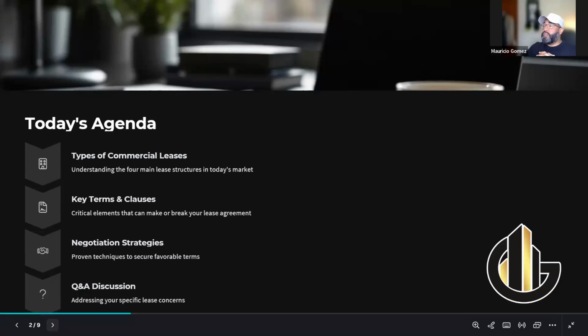Clauses meaning when you're looking at the terms on a letter of intent, if the landlord sends it back to you, or you're looking at a lease agreement and there's specific verbiage and specific things that the landlord is asking of the tenant, these are clauses that you need to look out for because it could be detrimental to your tenant down the line and vice versa. So we're going to go over key terms and clauses.